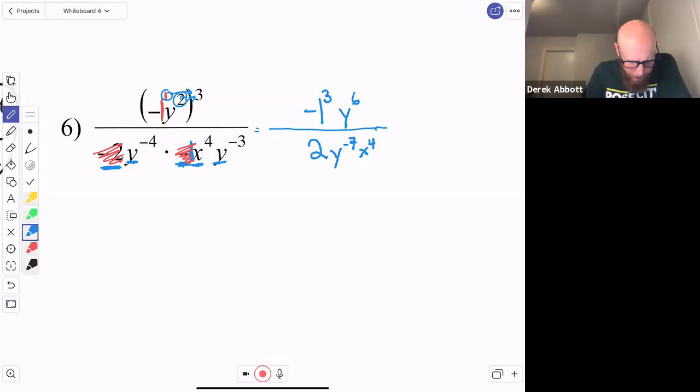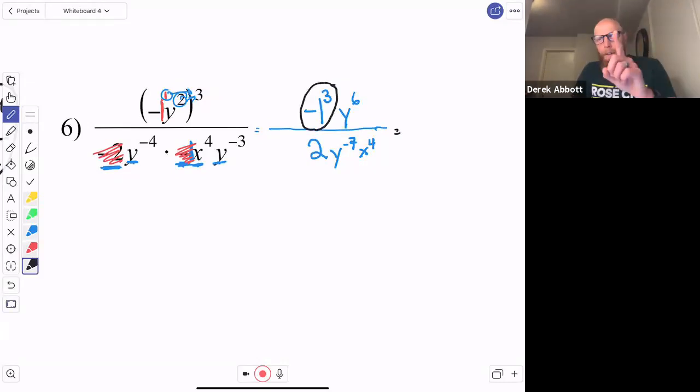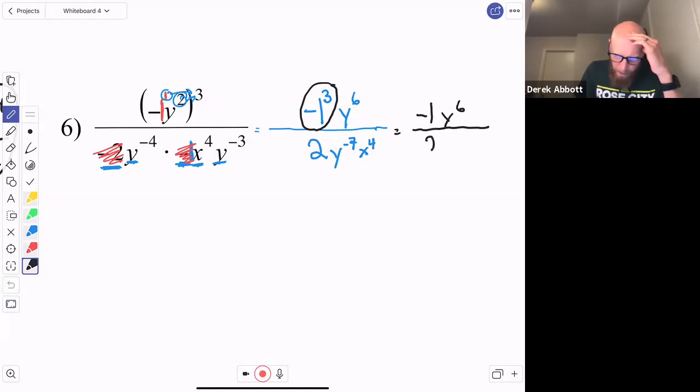Now let's get right into this next part. I'm going to work out this number right here: negative 1 to the 3rd power. So it's negative 1 times negative 1 times negative 1. Negative 1 times negative 1 is a positive 1, times negative 1 is back to a negative 1. So that's really just going to be negative 1 y to the 6. Let's go ahead and rearrange this now: x to the 4th, y to the negative 7.